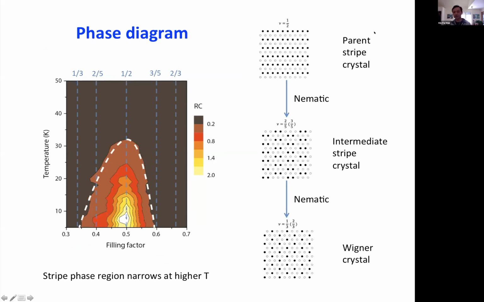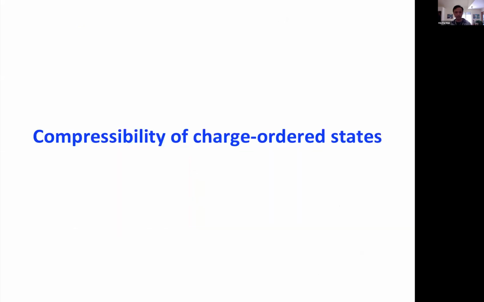The stripe phases are driven by a parental stripe crystal state at filling factor equal to 1/2. When you change the filling factor, it goes through a nematic phase or a smectic phase, and then to an intermediate stripe crystal phase at 2/5 to 3/5. You can actually think of it as microdomain structures between 1/2 and 1/3. Then if you further change your filling factor from 2/5 to 1/3, it goes to a Wigner crystal phase, and the intermediate is still a nematic phase. Okay, so that's what we have for the stripe phases.